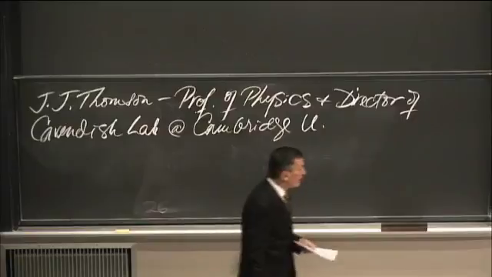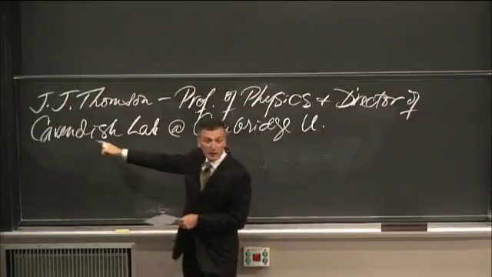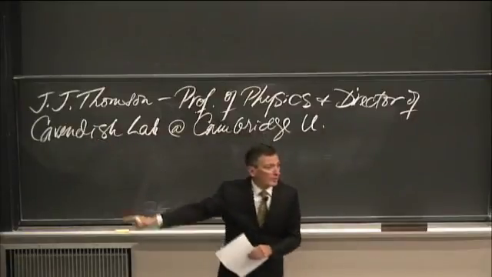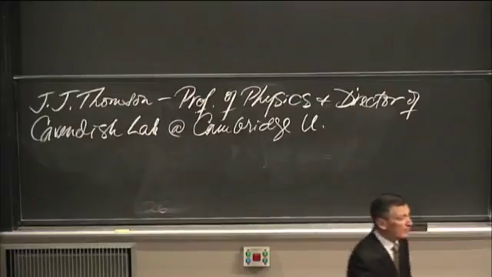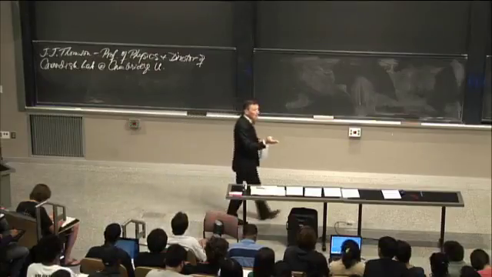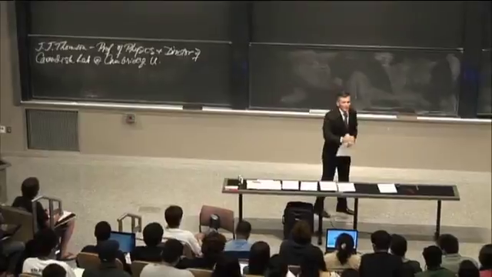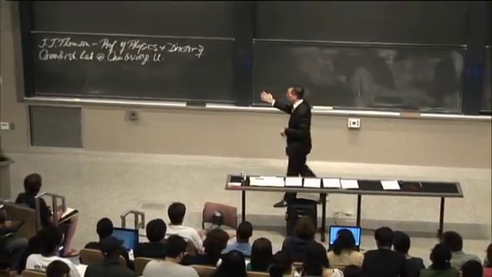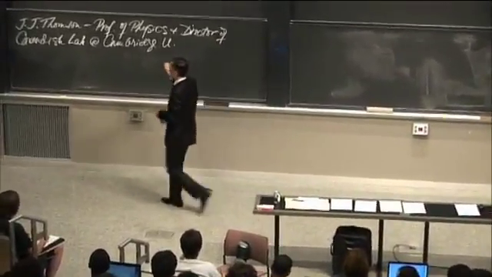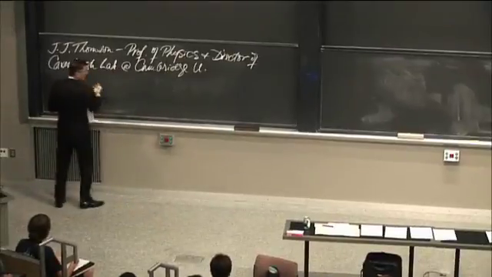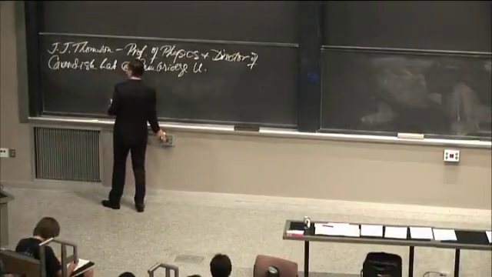This Cavendish Lab was named after Henry Cavendish, the same one who is credited with the discovery of hydrogen in 1766. He never married, and when he died, he bequeathed his fortune to Cambridge University, and they took that money and established a physics laboratory, which is still in operation to this day.